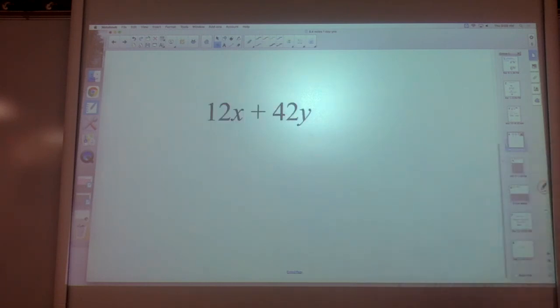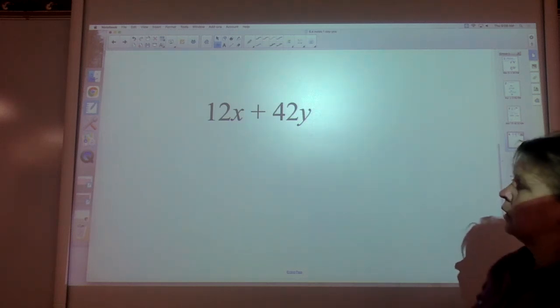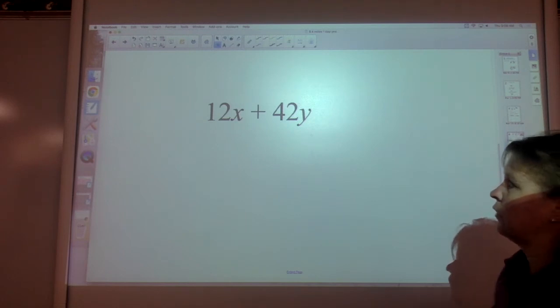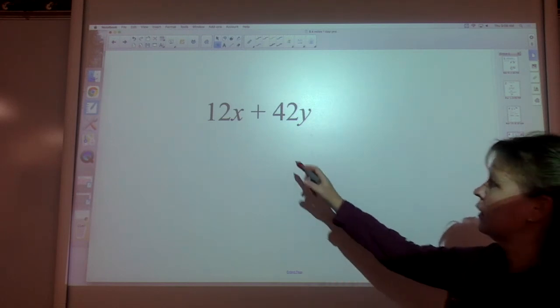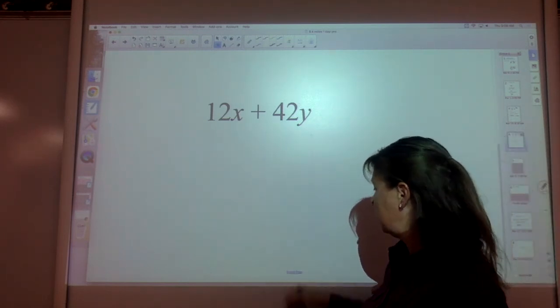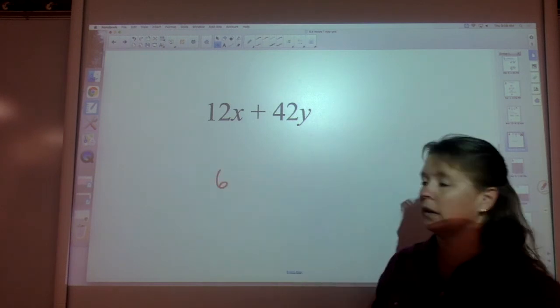Let's try this one. Actually, it looks easier, but it might be more complicated. 12x plus 42y, they're both even numbers, so you know that 2 goes into both of them. Keep trying, see if you have to make a factor tree. The highest greatest common factor that you will find is 6. This time I'm going to do it below. I'll just write it lower.